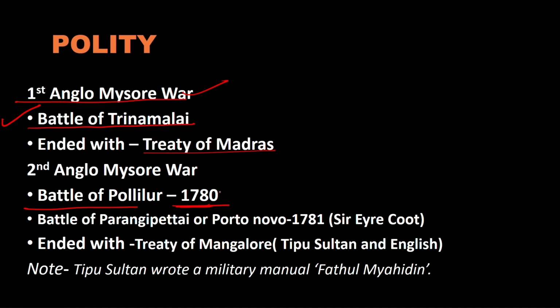In the second Mysore War, there was the Battle of Polilur, fought in the year 1780, and also the Battle of Parangipettai or Porto Novo, conducted in the year 1781. The Governor General was Sir Eyre Coote. It ended with the Treaty of Mangalore.